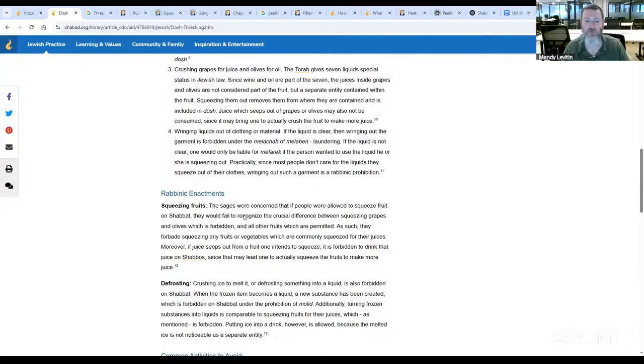He says the sages were concerned that if people were allowed to squeeze fruit, let's say an orange on Shabbos, they would fail to recognize the crucial difference between squeezing grapes and olives, which is forbidden, and all other fruits, which are permitted, because with other fruits the juice and the fruit are one. As such, they forbade squeezing any fruits or vegetables which are commonly squeezed for their juice. That's why there's a difference in cucumbers and lettuce. Moreover, if juice seeps out from a fruit one intends to squeeze, it is forbidden to drink that juice on Shabbos as well, since that may lead one to actually squeeze the fruit and make more juice.